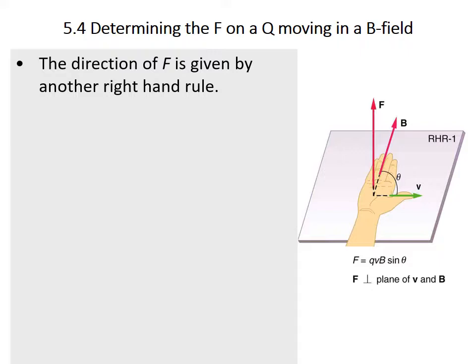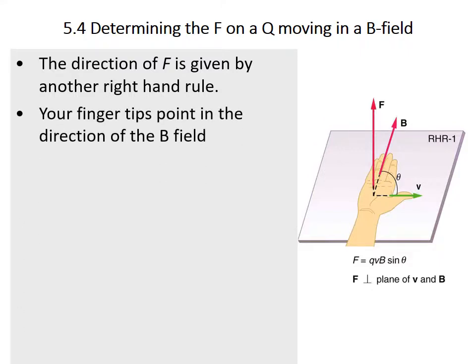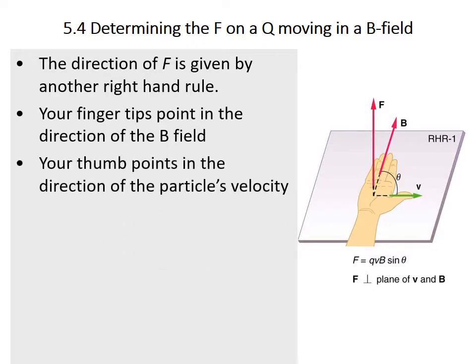So for the direction of the force, I always start by pointing my fingers in the direction of the B field. Typically, the B field is given. Typically, in a mass spectrometer, the B field is set up such that the scientists know where the B field is. It's the first thing you know. So you know the direction of your B field, fingertips point in that direction. Your thumb points in the direction of the particle's velocity. So where was that object traveling?